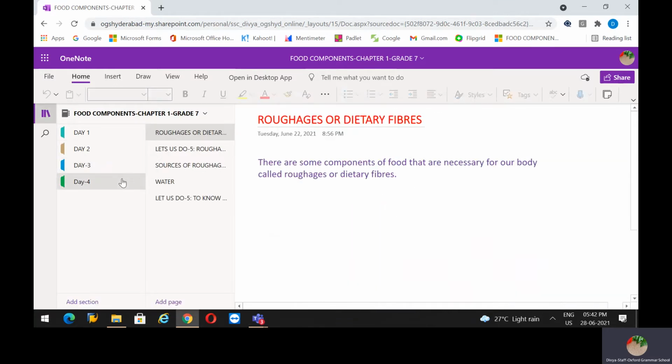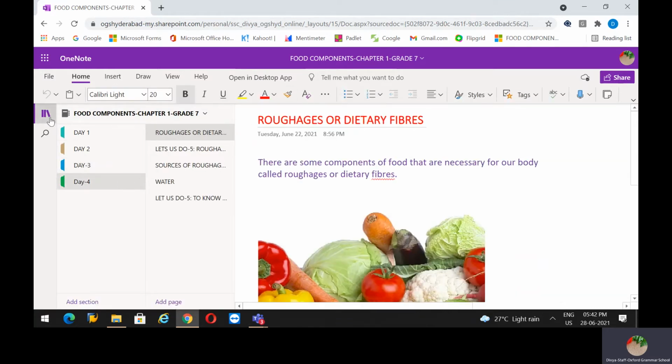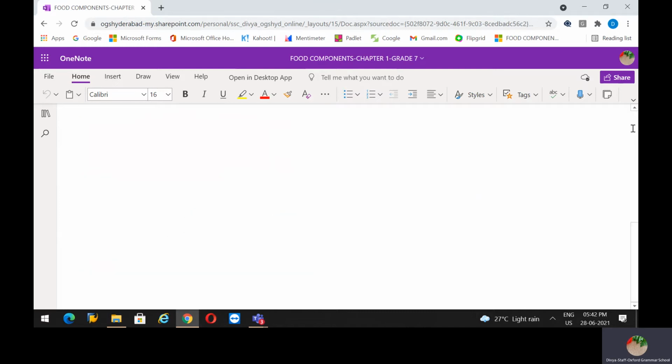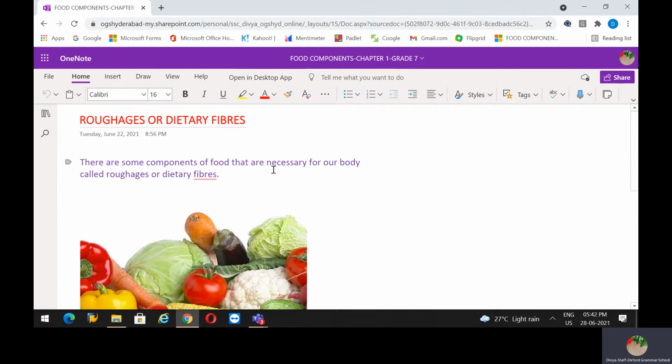Next, we will go to the next topic. It is nothing but roughages or dietary fibers, children. So what are roughages? They are found in the food only, children. In fruits and vegetables we find roughages. There are some components of food that are necessary for our body called roughages. They are also known as dietary fibers. So in all the fruits and vegetables, yes, you will find the roughages.